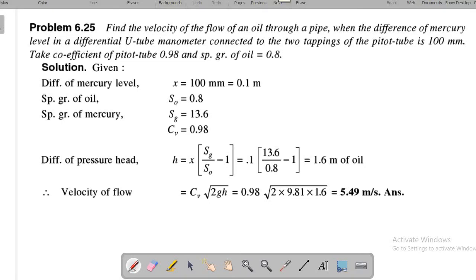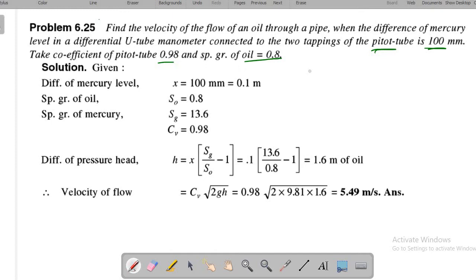Find the velocity of flow of an oil through a pipe when the difference of mercury level in a differential U-tube manometer connected to the two tappings of the pitot tube, so it is connected to the two ends of the pitot tube, is 100 mm. Take the coefficient of pitot tube as 0.98 and the specific gravity of the oil as 0.8.